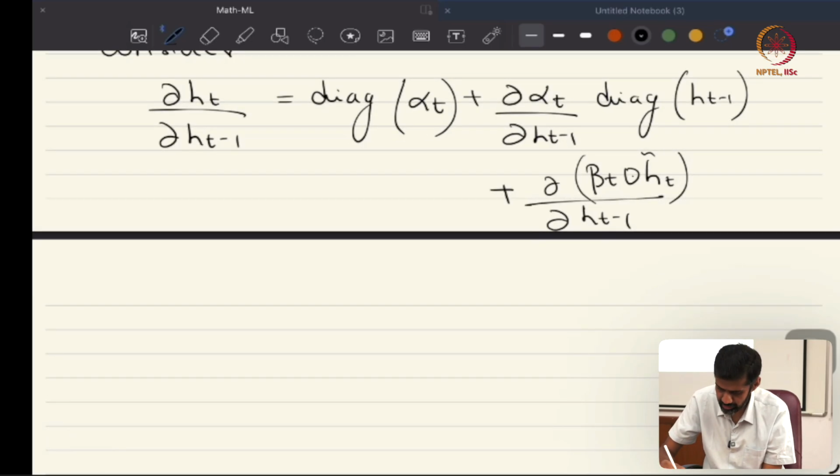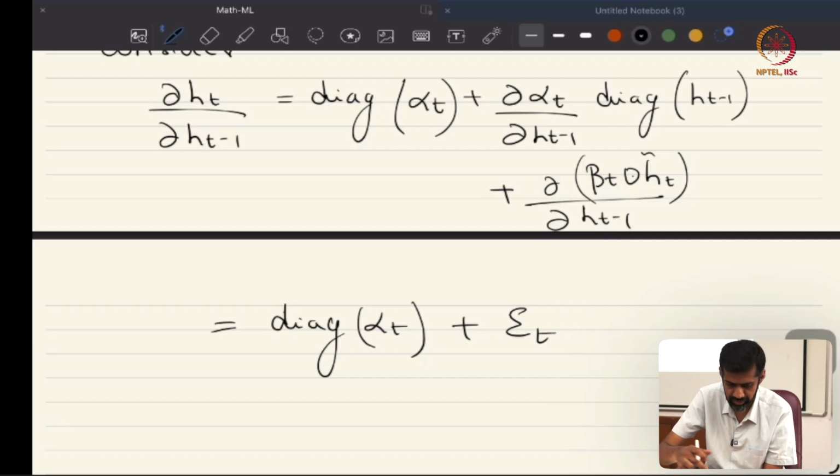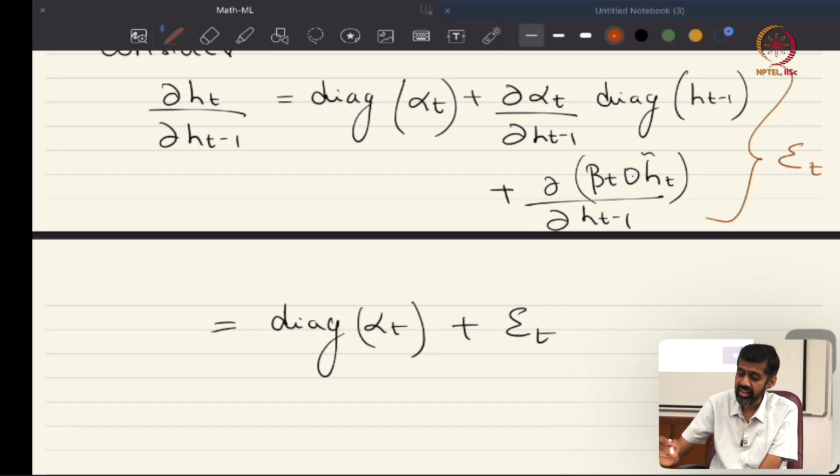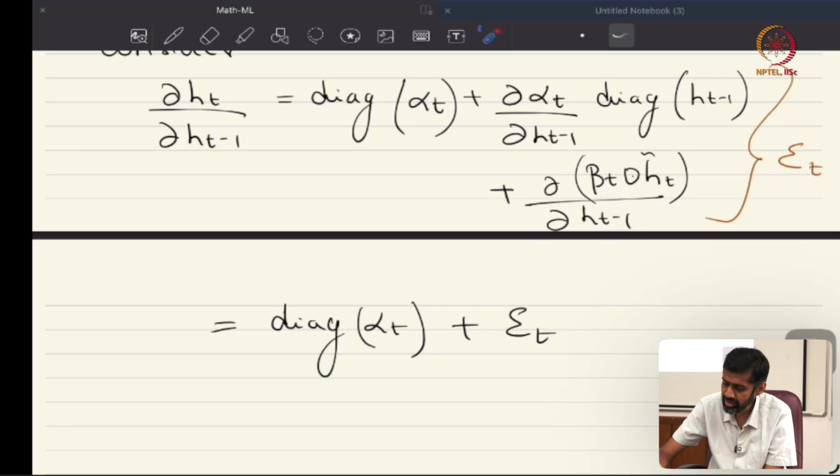Now this can be written as diag alpha t plus some epsilon t. All these terms I am simply calling epsilon t. Why am I doing that? Because there is dependence on h t tilde and h t minus 1 and so on, which will have W1 and W2 terms. You see what I am saying?